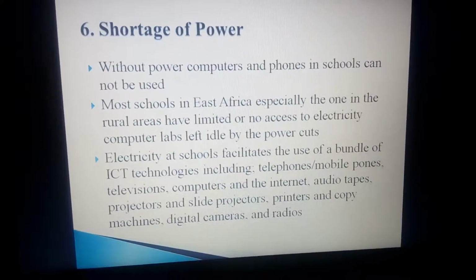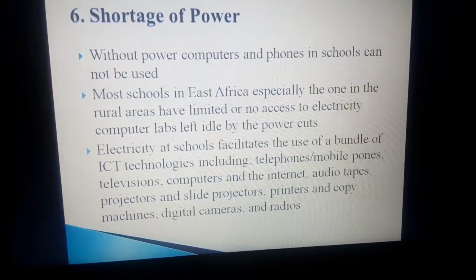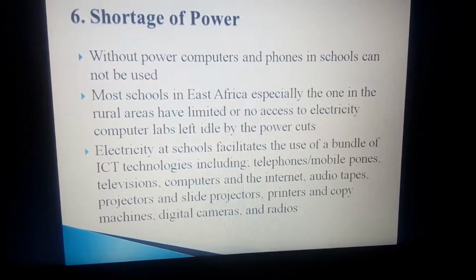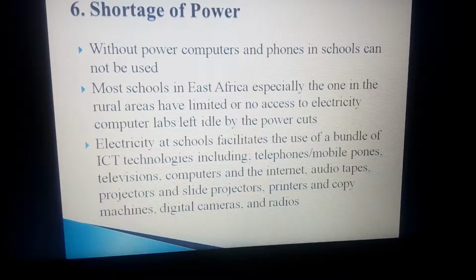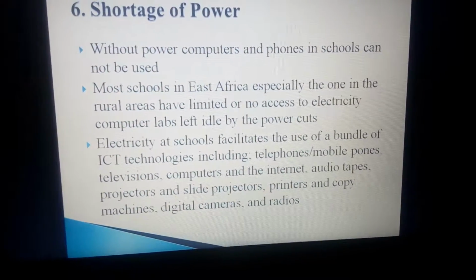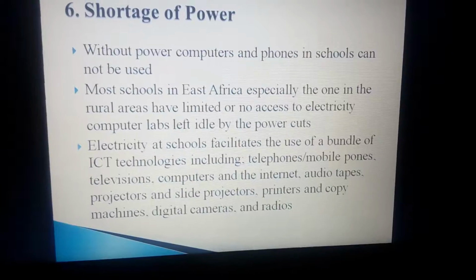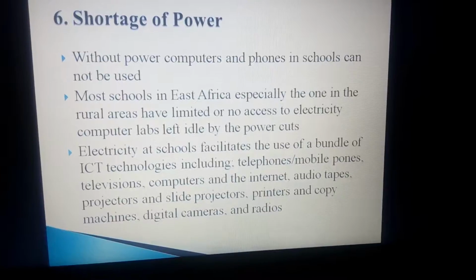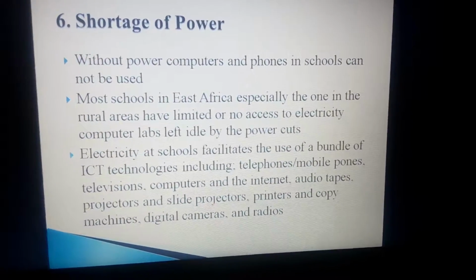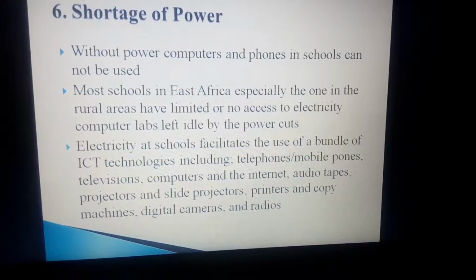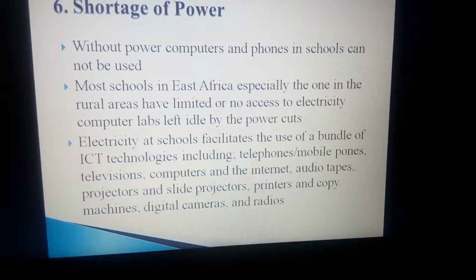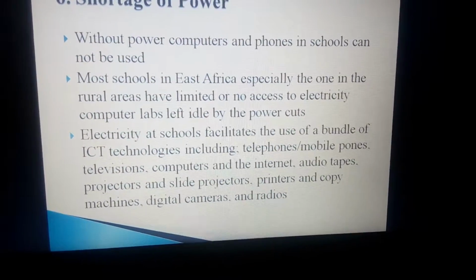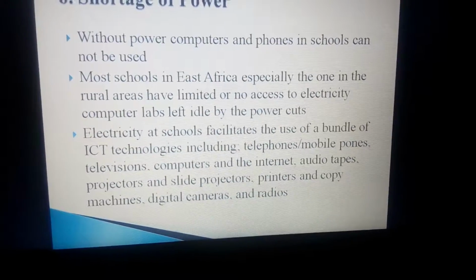Without power, computers and phones in schools cannot be used. Most schools in East Africa, especially the ones in the rural areas, have limited or no access to electricity. Computer labs are left idle by the power cuts. Electricity at schools facilitates the use of a bundle of ICT technologies, including telephones or mobile phones, televisions, computers, and internet. Also, others include audio tapes, projectors and slide projectors, printers and copy machines, and lastly, digital cameras and radios.